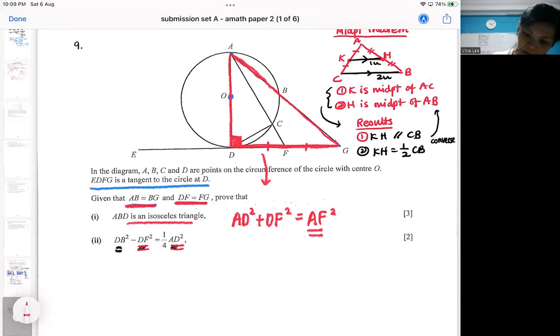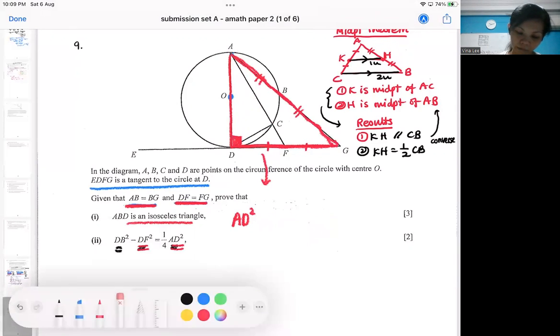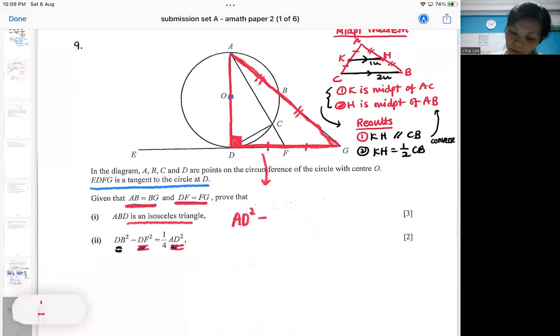So after playing, that's how I play around with it. I wouldn't know as well. So when I approach a plane geometry question, there's a lot of playing around. So after this, I'm going to think. So I'm going to restructure this part. So maybe it becomes DG square equal to AG square.